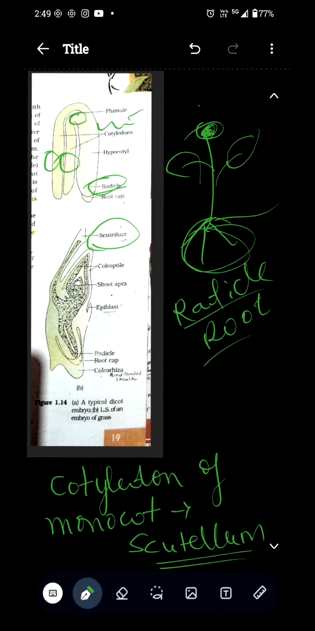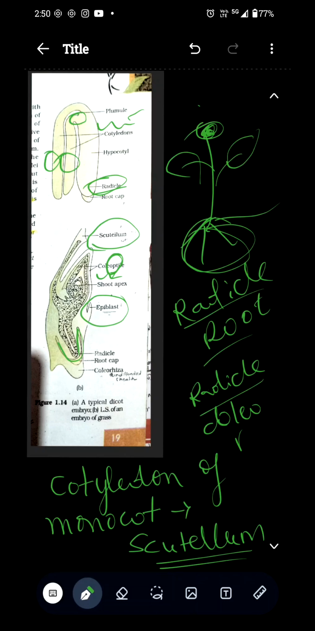And next we have the coleoptile. See, coleoptile is the covering of the shoot apex. Okay, and then similarly we have the root apex, that is radicle. For the radicle protection we have coleorhiza. How to remember? Radicle is protected by coleorhiza, R, remember this particular R. Similarly, plumule is protected by coleoptile, P. Okay, so like this, and remember this is an epiblast.